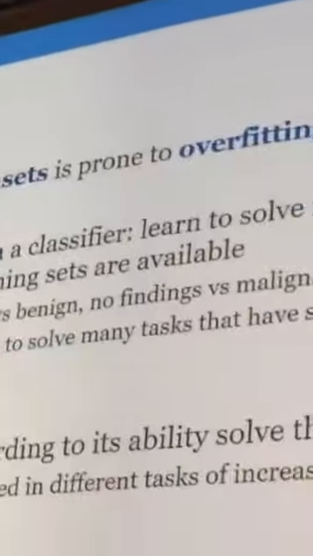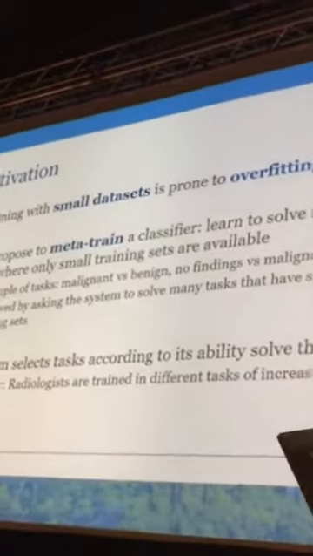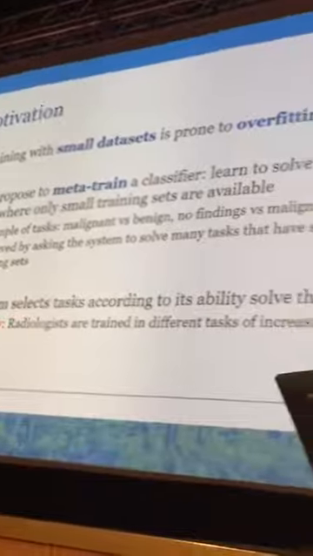In our work, we propose to meta-train a classifier to learn to solve tasks or classification problems where only small datasets are available. This is achieved by presenting many tasks that the classifier, or our model, has to solve, such that when the model receives a new task that you want to solve, it can adapt to it and solve it accurately. Some examples of tasks might be distinguishing breasts that contain malignant findings from breasts containing benign findings. Another example could be distinguishing breasts with malignant findings from breasts that are healthy.